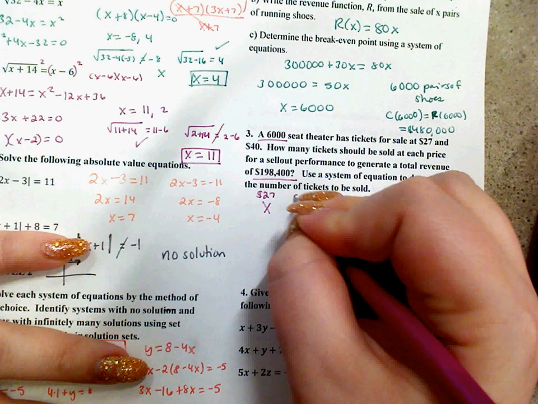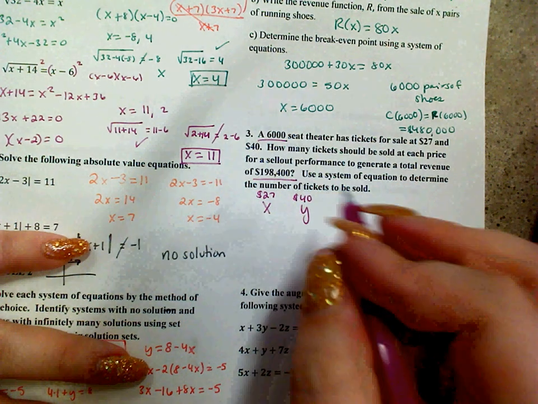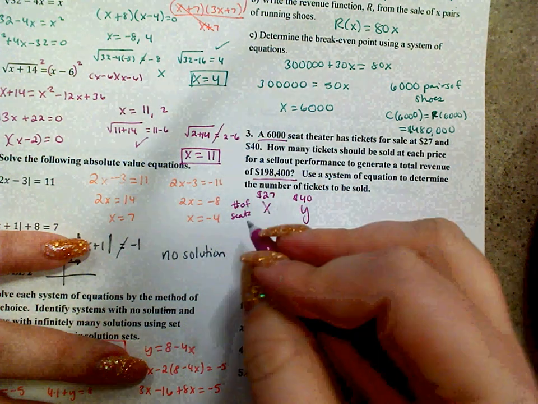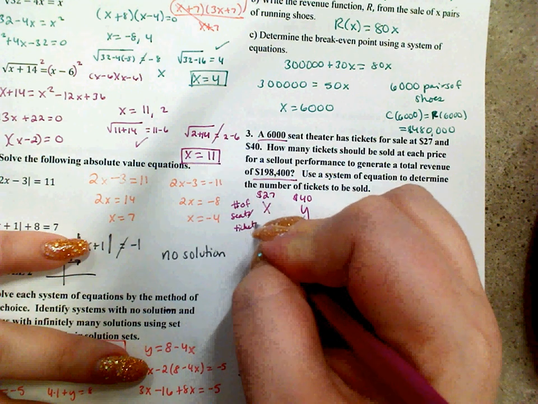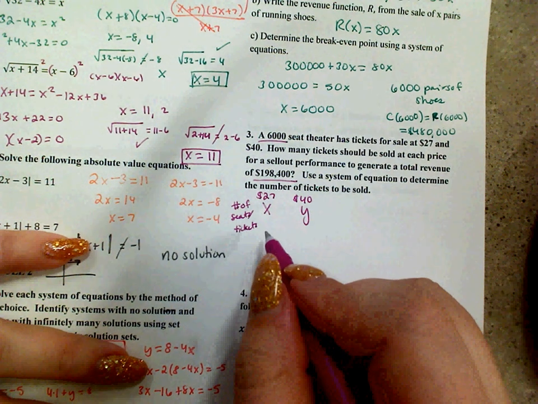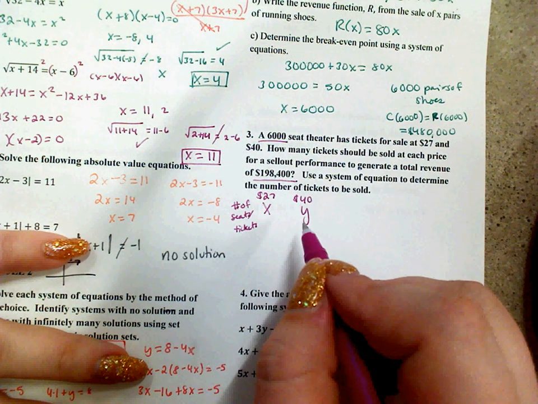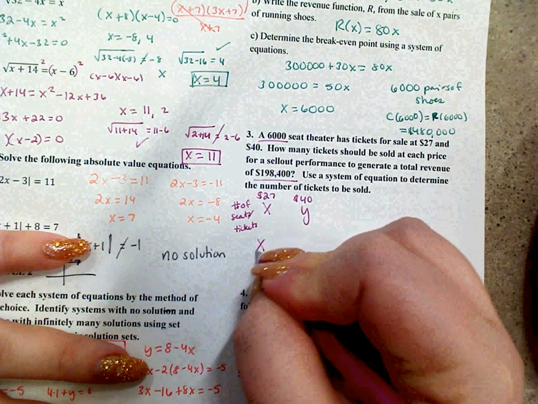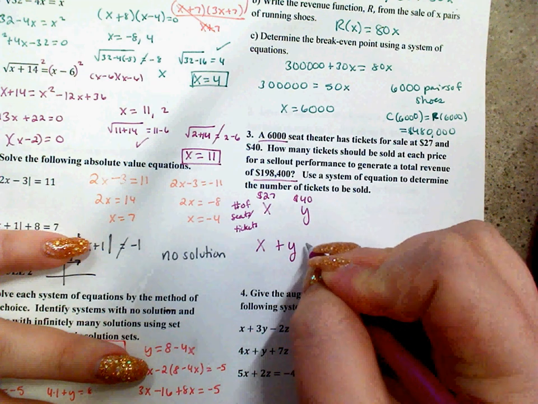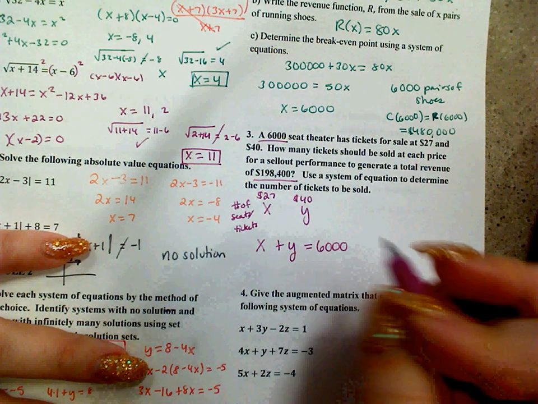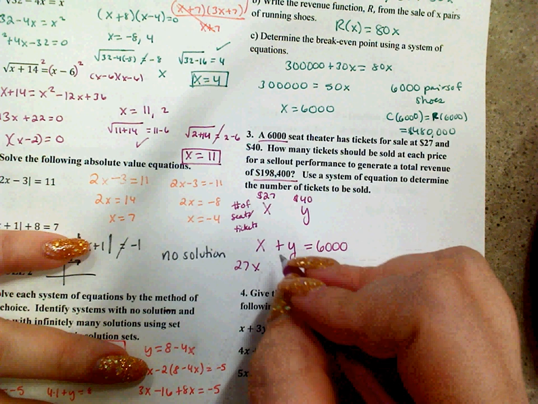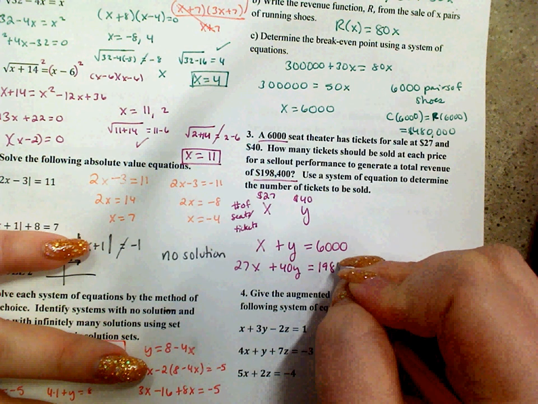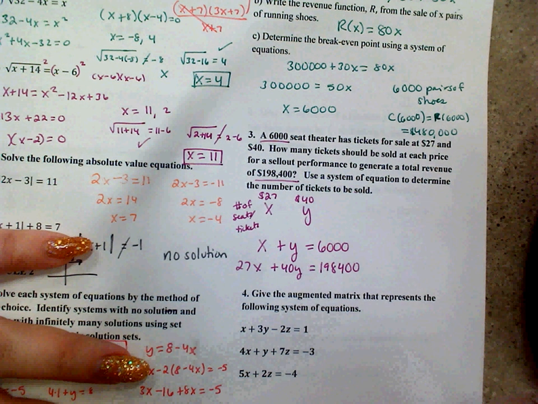So what I know is that this x and y represent the number of seats or tickets. We're talking about a sellout performance. And two things I know. I know that there are 6,000 seats, so that means the number of tickets at $27 plus the number of tickets at $40 has to add up to 6,000. I also know that $27 times the number of x tickets plus $40 times the number of y tickets has to add up to the total amount, $198,400. And so I've got a system, and I can solve using elimination or substitution, whichever one you prefer.